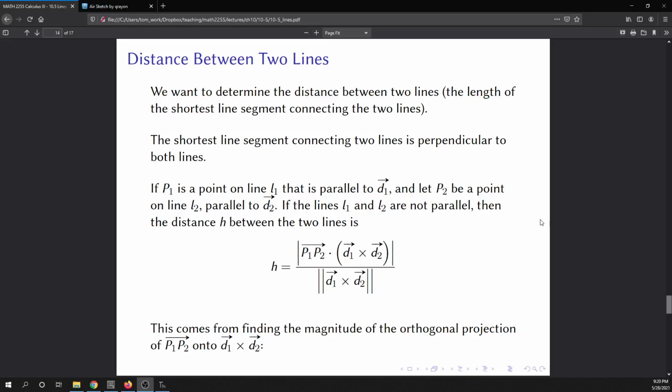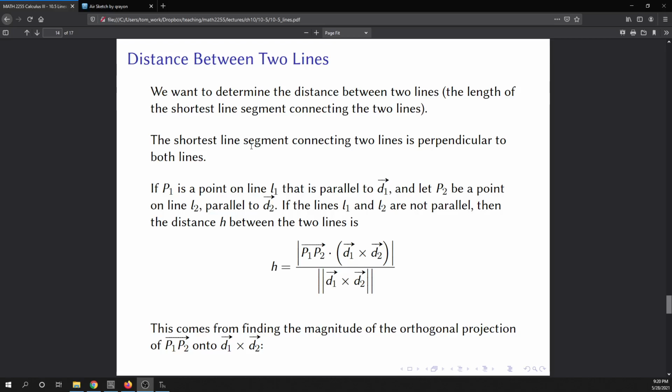In this video, we are going to talk about the distance between two lines. So we want to determine the distance between two lines. That is the length of the shortest line segment connecting the two lines together. And so that shortest line segment between the two lines is going to wind up being perpendicular to both lines. Okay.